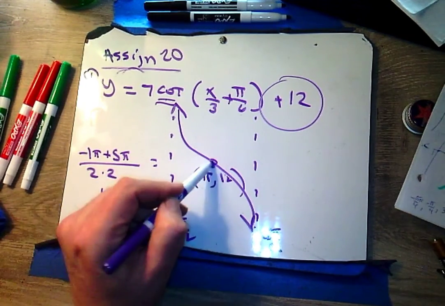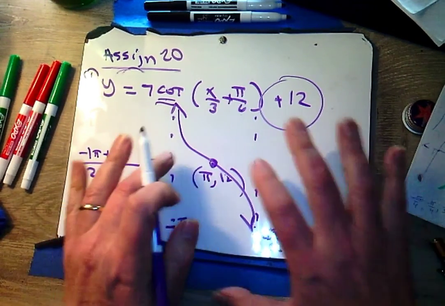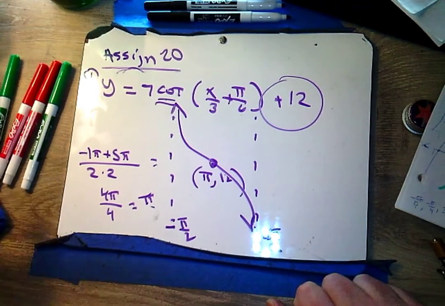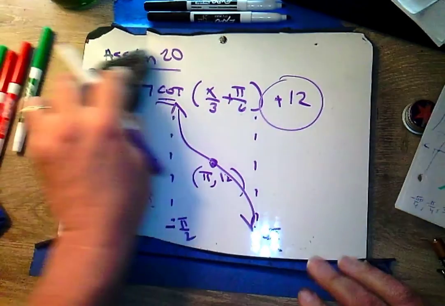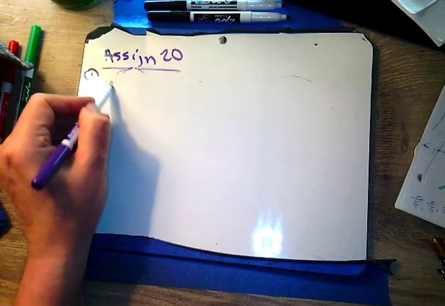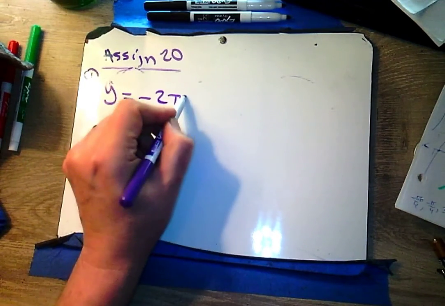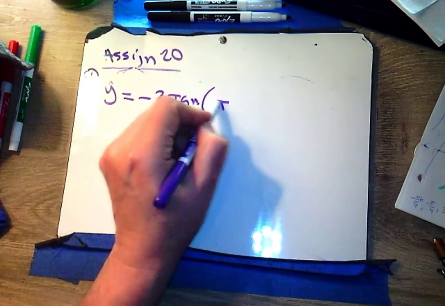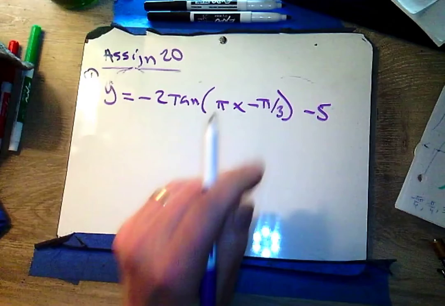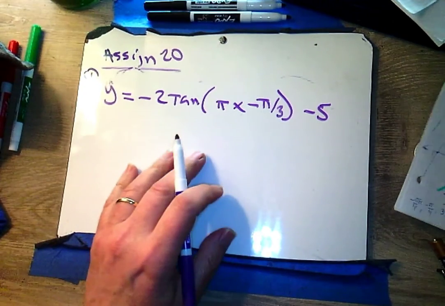Yeah, that's it. That's all we need. 2 vertical asymptotes and an inflection point. That x value is halfway between these vertical asymptotes. Okay. Y equals negative 2 tangent of pi x minus pi over 3, minus 5. Please graph that.